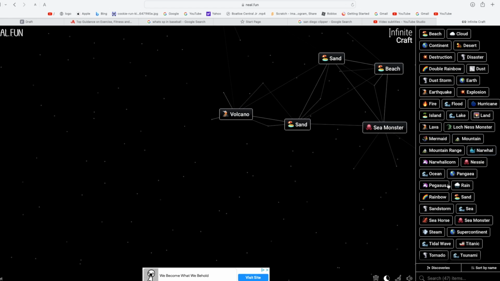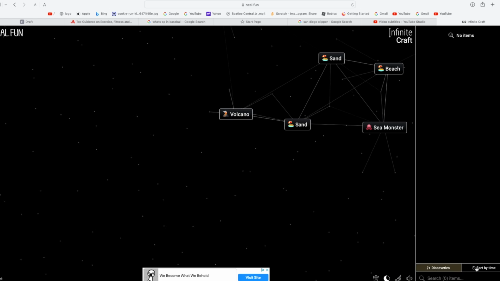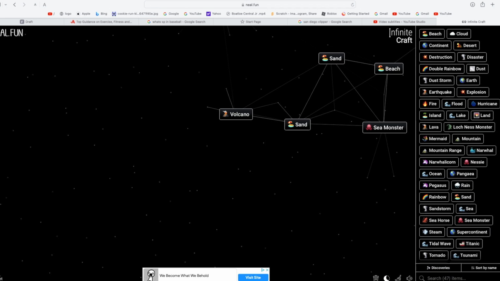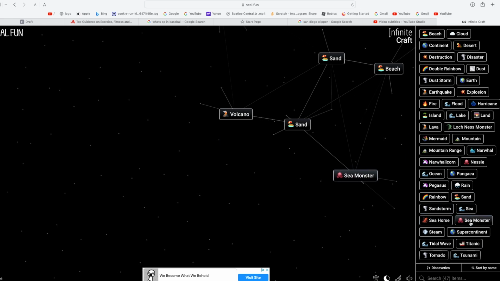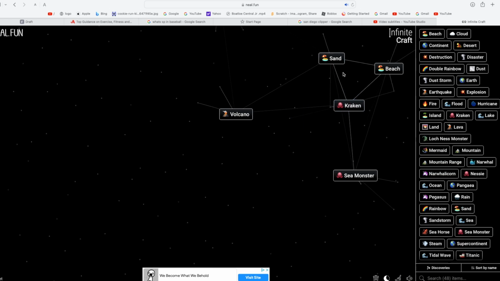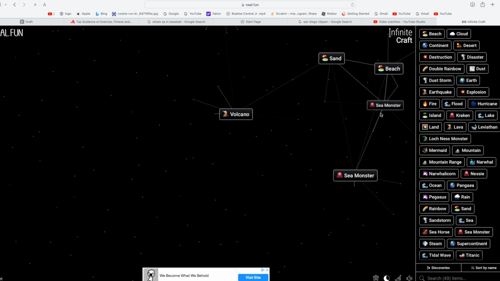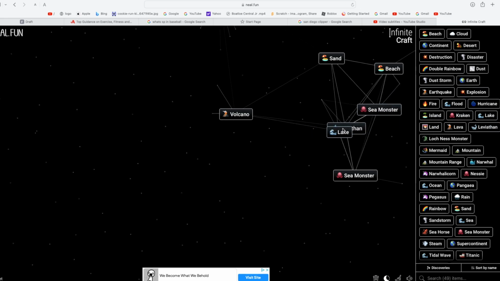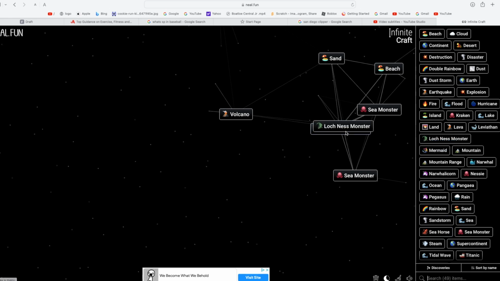Sea monster. We have sea monster plus sea monster. I don't think we even have everything on the screen anymore. I don't think I have sea monster here. Sea monster plus sea monster. Sea monster plus sand equals kraken. Kraken plus kraken equals Leviathan. Leviathan plus Leviathan equals sea. A Leviathan plus a lake equals a Loch Ness monster. All right, I'm gonna say that's a discovery.